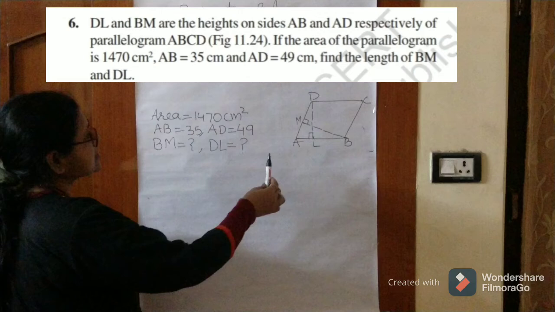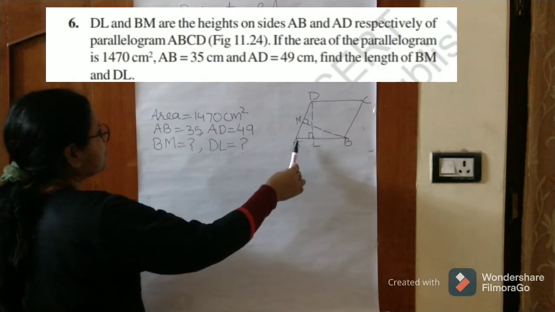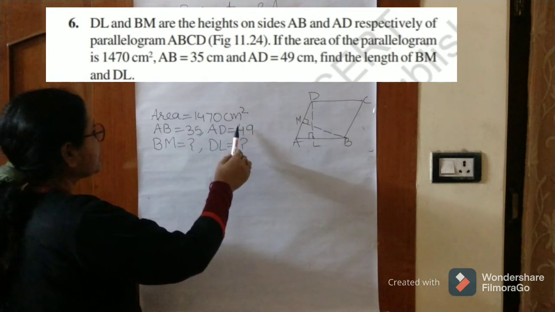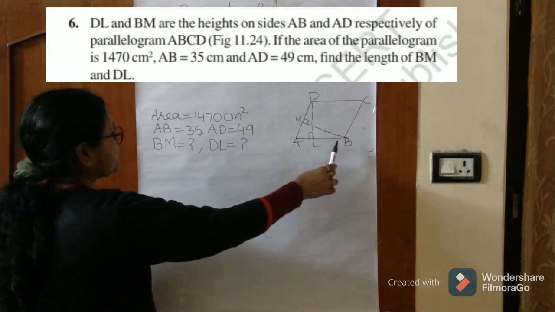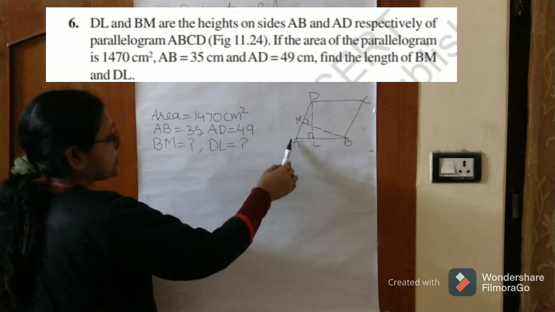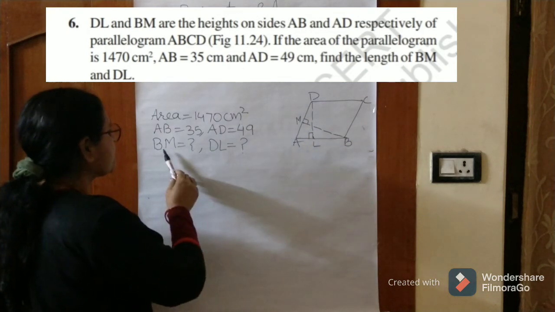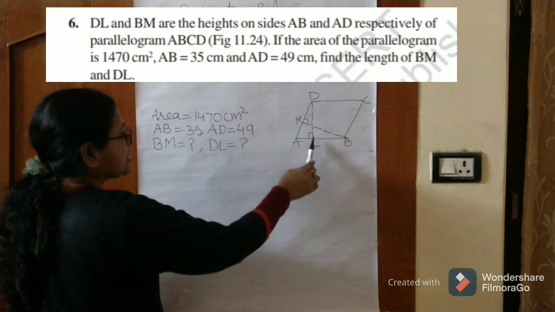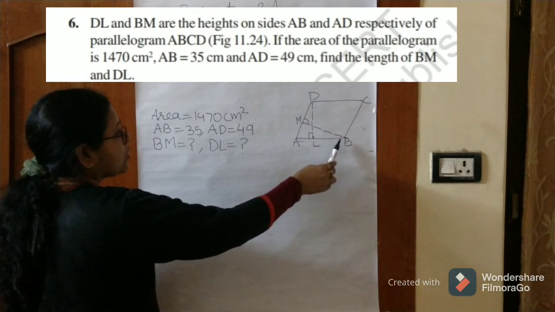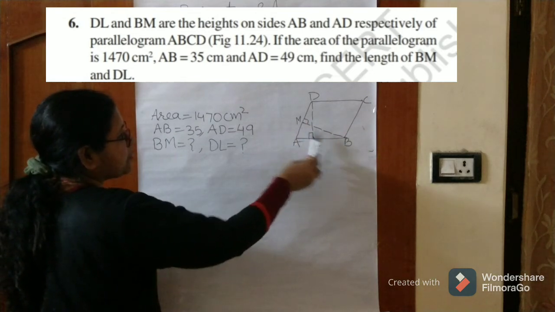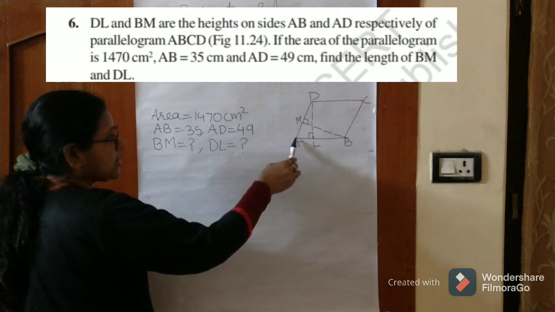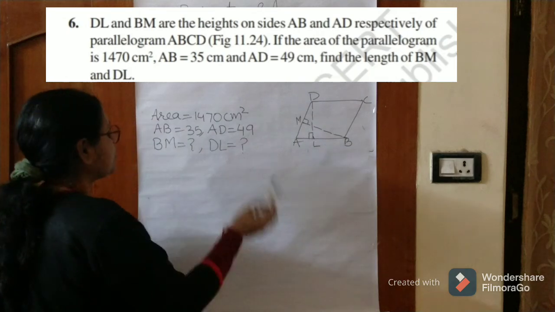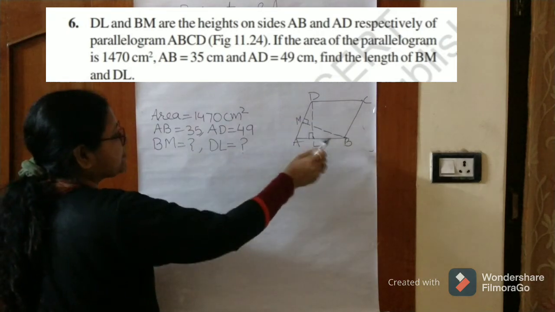In question 6, ABCD is a parallelogram whose area is given 1470 centimeter square and AB is given 35 centimeter and AD is given 49 centimeter. In the question you have to find out BM, that is one of the heights, and DL, that is the other height. When we find out the length of BM, जब हम BM find out करेंगे तो AD को base लेंगे और जब DL को find out करना होगा तब AB as a base use होगा. So basically हमको height find out करनी है.